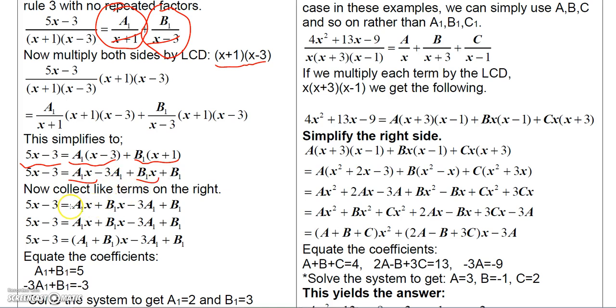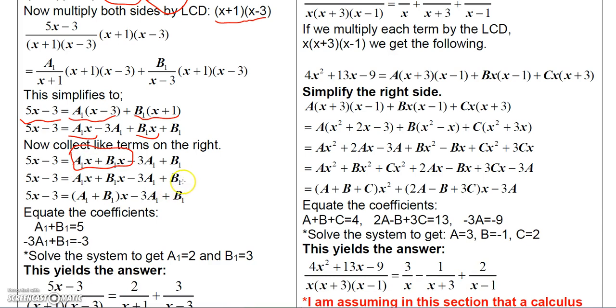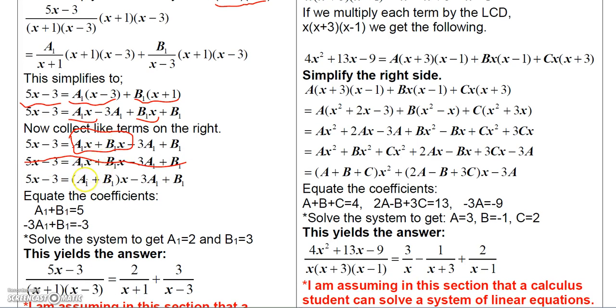So let's put the like terms together here. So we'll put those terms together. And then after we put them together, then we can factor the x out. Okay, now notice the coefficient of x on the right-hand side is a1 plus b1.